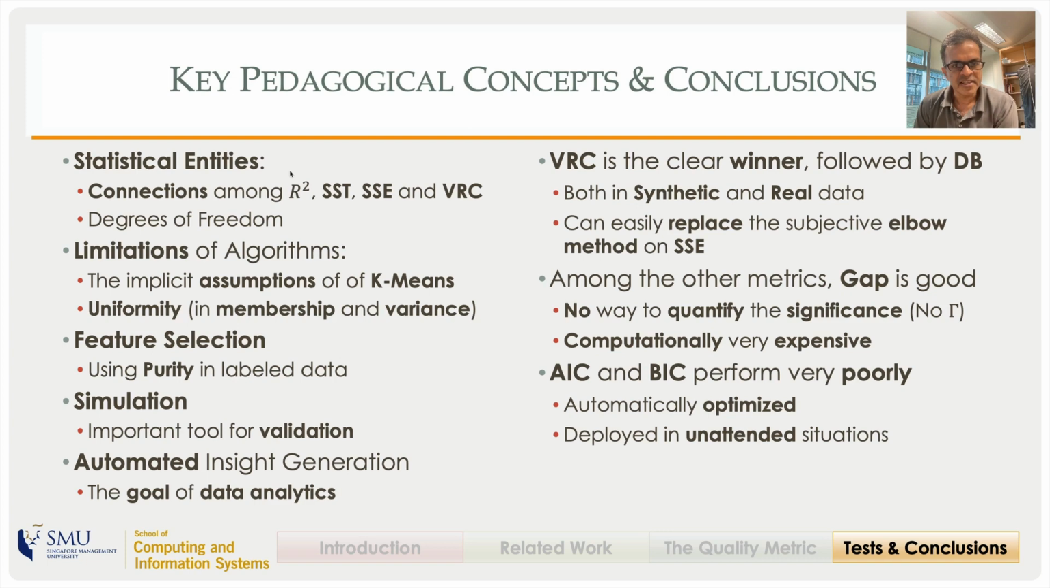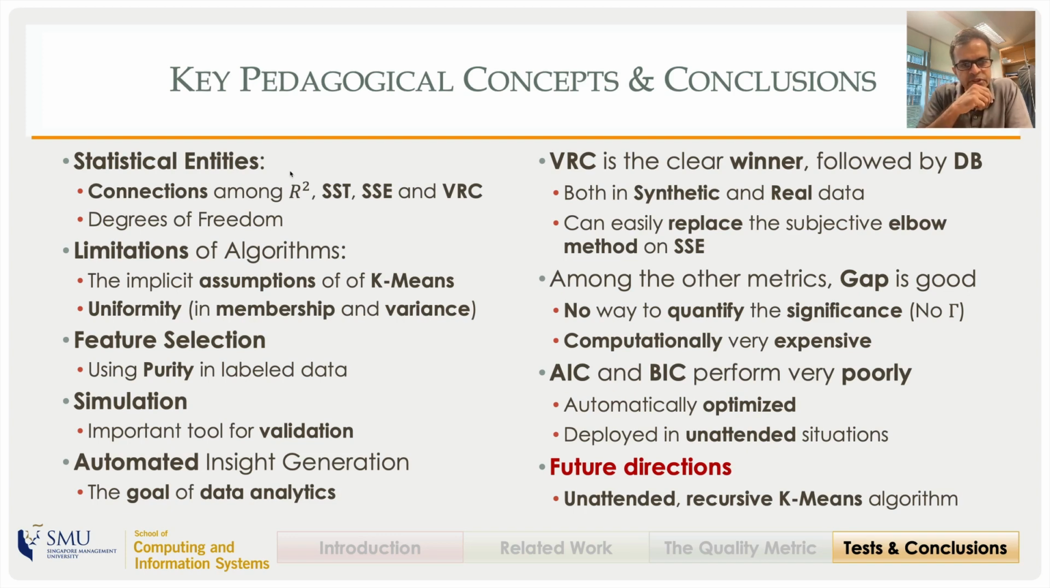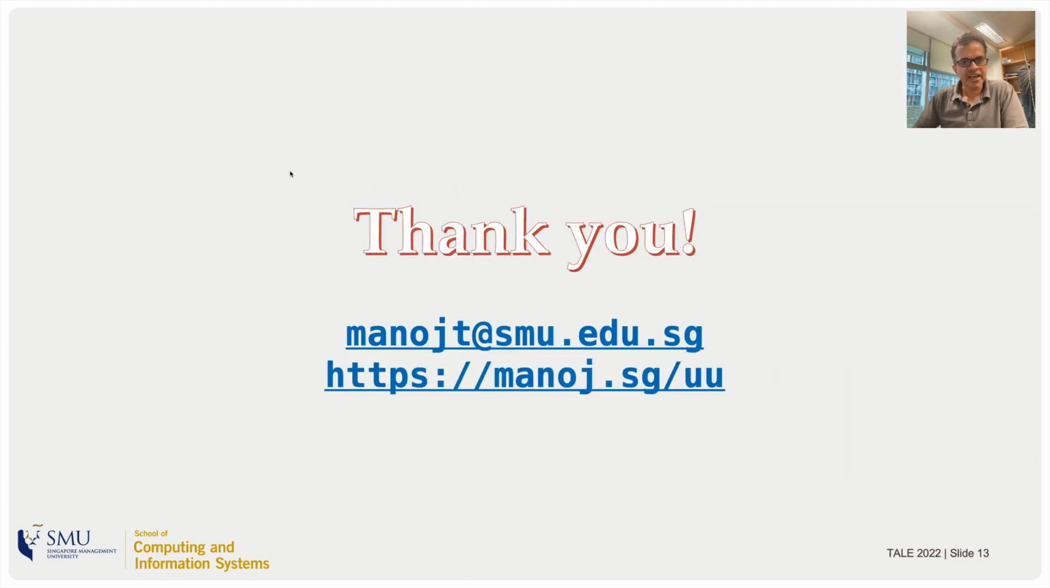AIC and BIC, these information criteria, perform very poorly, and maybe it is best not to teach it in our classes. One point to highlight is the fact that VRC can be automated and it can be used in the deployment of k-means clustering in unattended situations. So that would be a future direction for this work, to figure out an unattended recursive kind of k-means clustering algorithm.